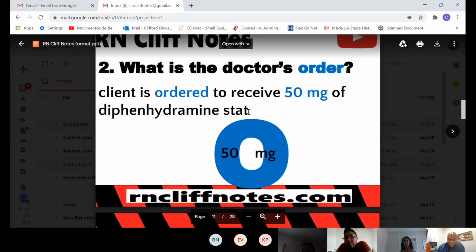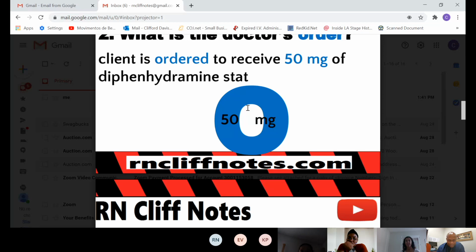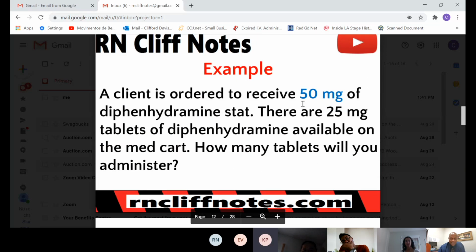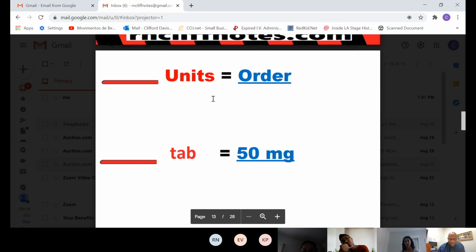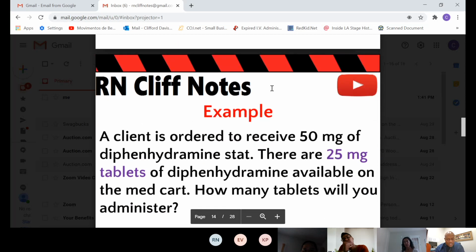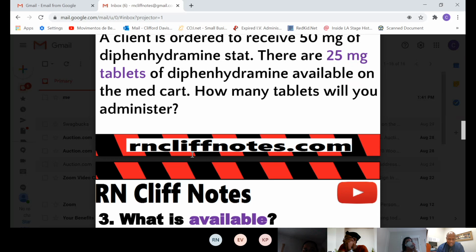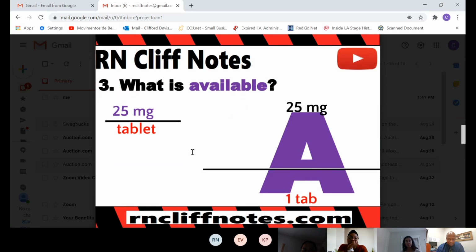And beware that sometimes there's filler information that you really don't need for your calculation purposes that can get you thrown off too, especially when you get the IVs. All right, next. After that 50 milligrams, right? So we got our units, we've got our order on the other side of the equal sign. And I'm sure everybody's good with that at this point. Then the next thing, what was that last part? UOA, what's available? So available, there are 25 milligram tablets of it available on your med card. Okay. So as we see it there.